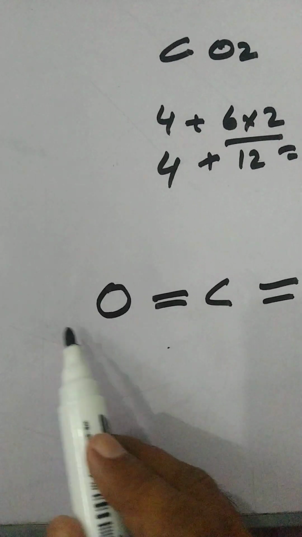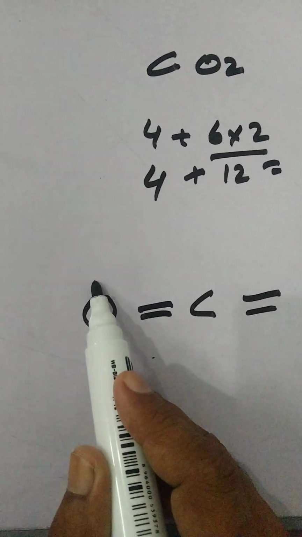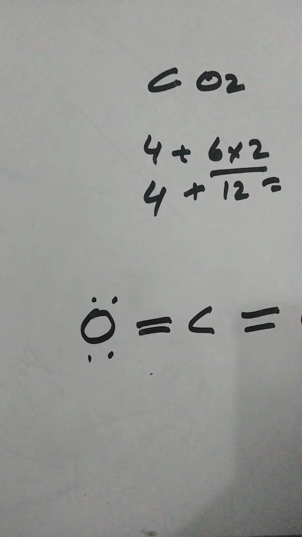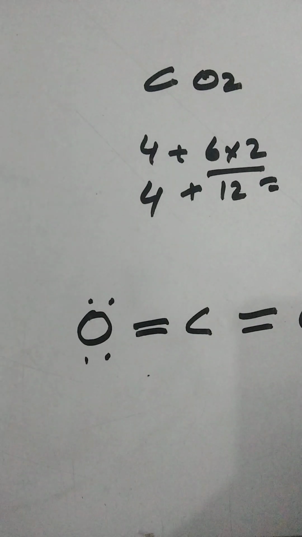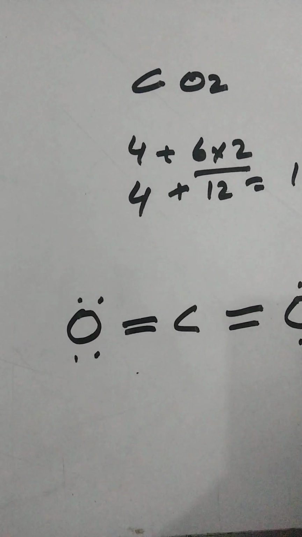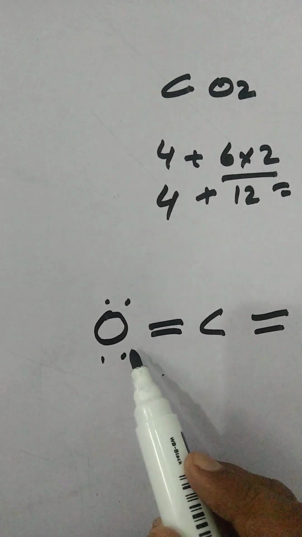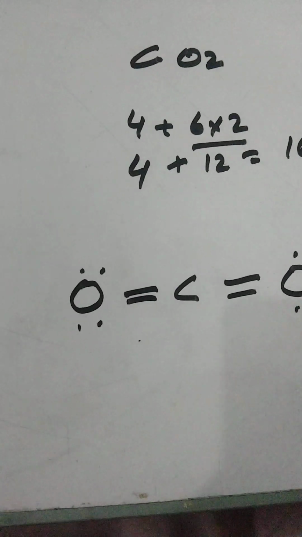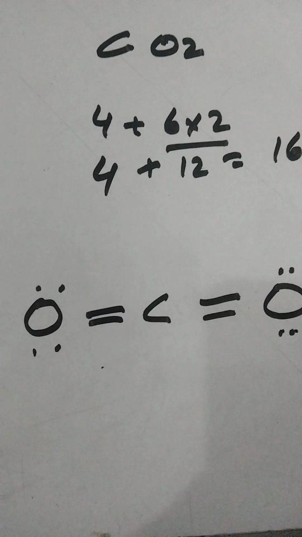Now for the other oxygen, 1 2 3 and 4. Now we will see 1 2 3 4 5 6 7 8. This oxygen has completed its octet. 8 and 8. The 16 electrons are balanced and fixed in the structure.